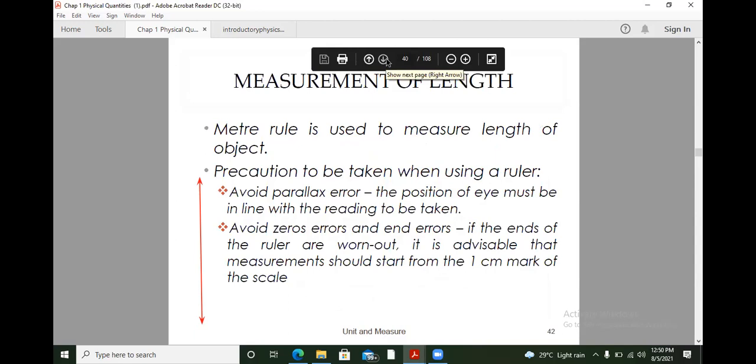A meter rule is used to measure the length of an object. What are the precautions that we need to take while using the ruler? Avoid parallax error. An important error we have is parallax error. You people know about parallax error because you are going to use this term in ATPs as well, because you have to perform practical questions there. So you need to know what parallax error is.